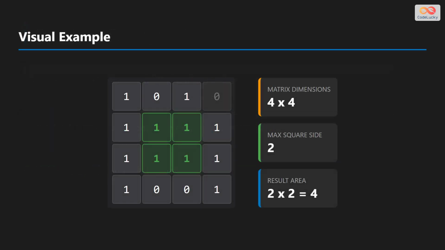Let's look at a visual example. In this 4x4 matrix, we have various ones scattered around. The largest square formed entirely of ones is highlighted here. It has a side length of 2. Since the side length is 2, the area is 2 times 2, which equals 4.